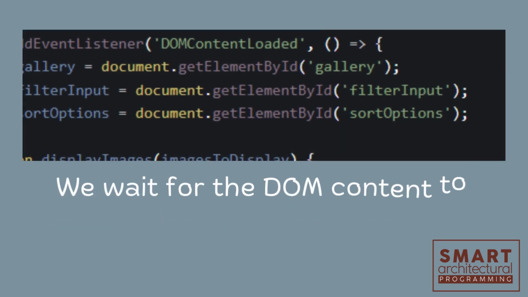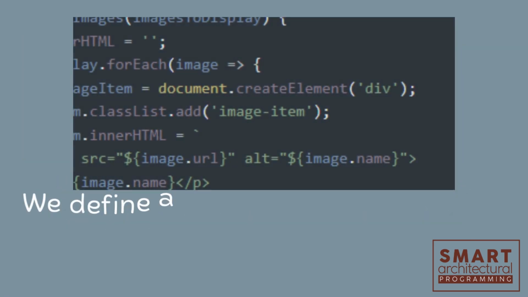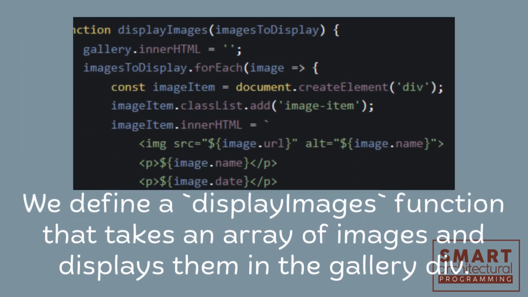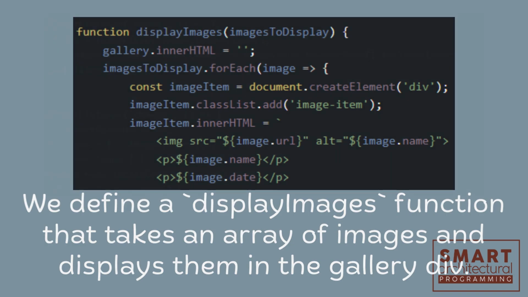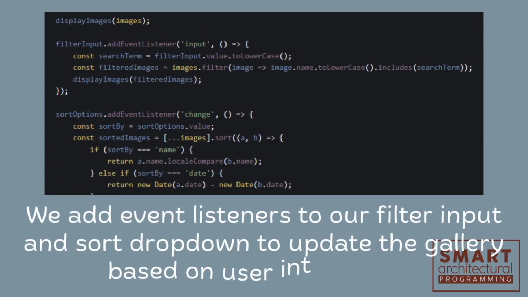2. We wait for the DOM content to load before running our script. 3. We define a display images function that takes an array of images and displays them in the gallery division. 4. We add event listeners to our filter input and sort dropdown to update the gallery based on user interactions.